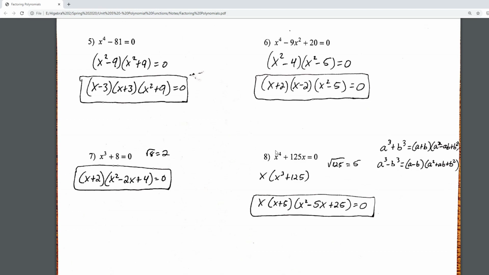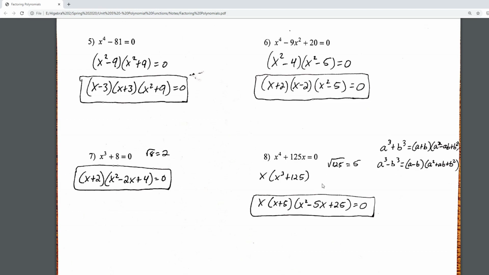And for 8, I threw in a GCF here. So if x to the 4th plus 125x equals 0, well, guess what? They both have an x, so x comes on the outside. What we're left with is something very similar to 7. We have to see, what's the cube root of 125? Well, that's going to be 5. So in this case, x is a, b is 5. And this is a sum, so we're going to use the addition one again. We only use the subtraction one whenever there's subtraction in the original problem.